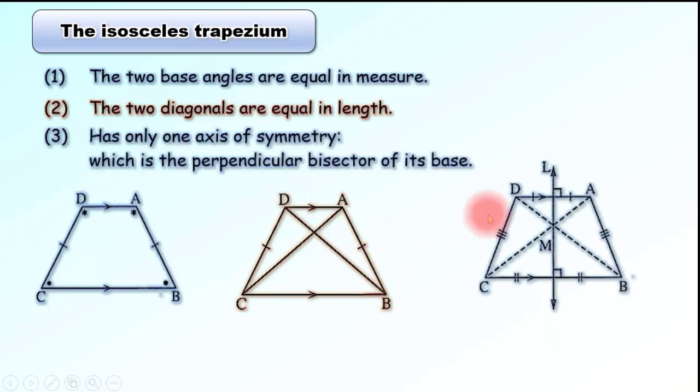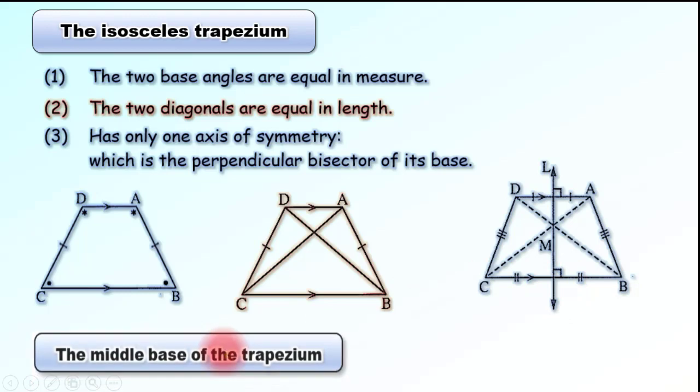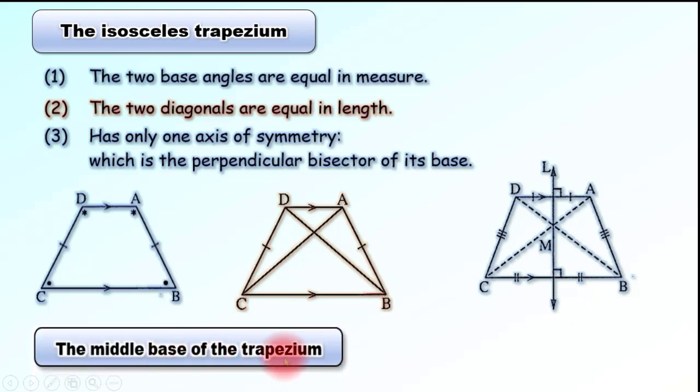Number 3, it has only one axis of symmetry, which is the perpendicular bisector of the two bases, the straight line which bisects the two bases and is also perpendicular to them. The length of the middle base of the trapezium equals half times base 1 plus base 2, the sum of the lengths of these two bases multiplied by half or divided by 2.